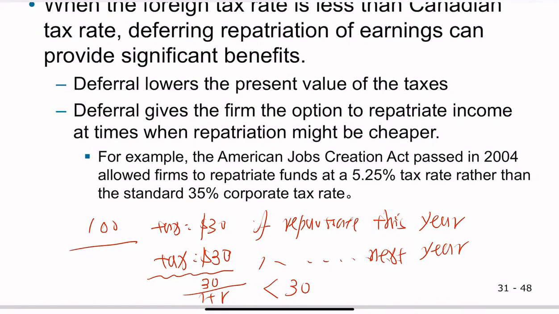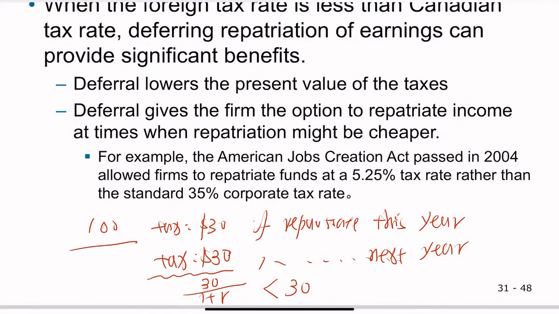The reason is because sometimes government will have the so-called tax holidays. So it means that normally, if a firm repatriates its earnings back, then let's say the normal tax rate is 30%. But then maybe due to some new policies, the government says, okay, now we will give this 2-year window.